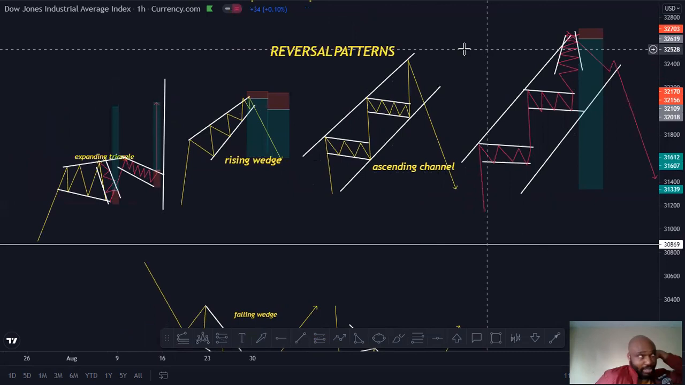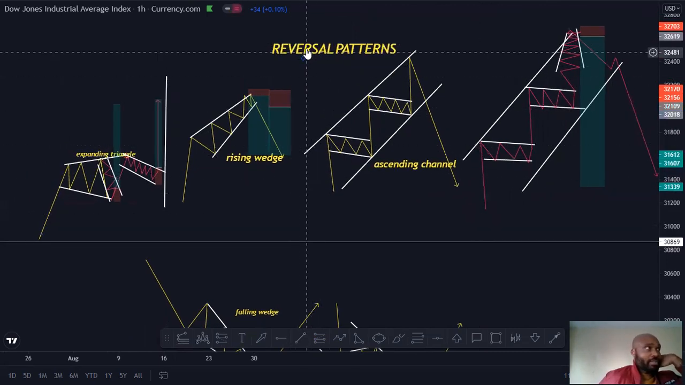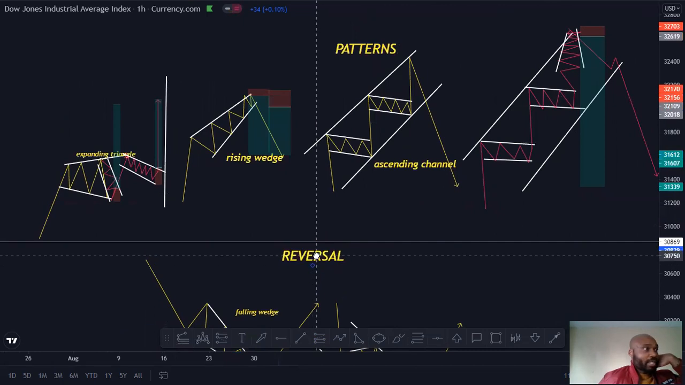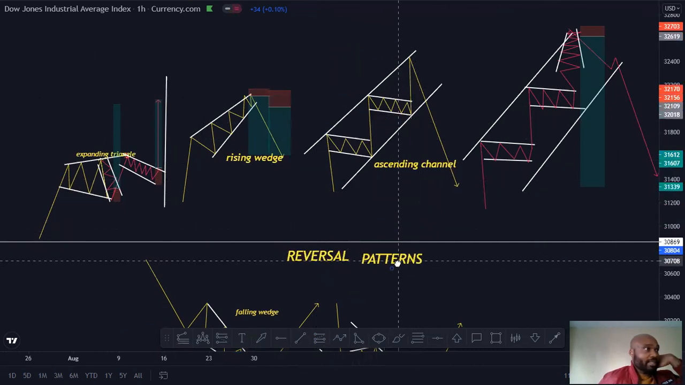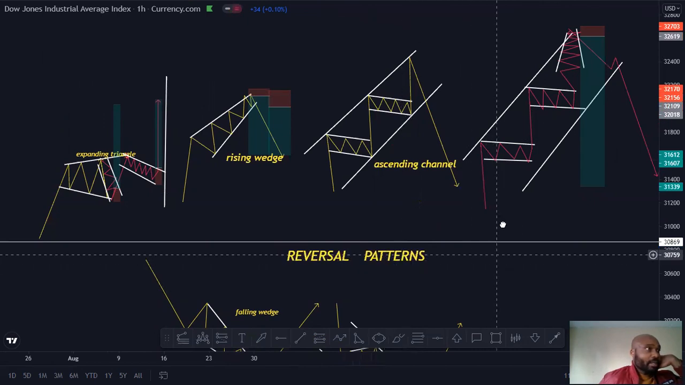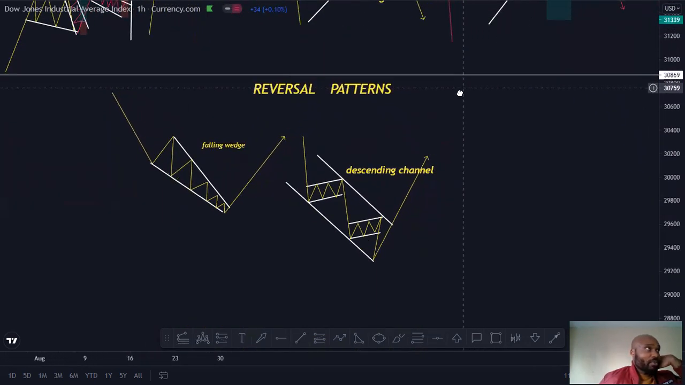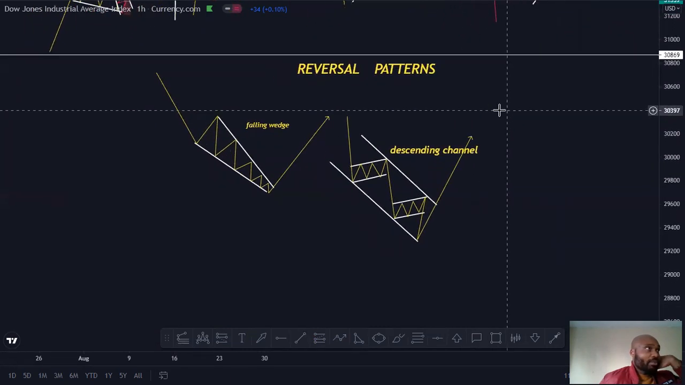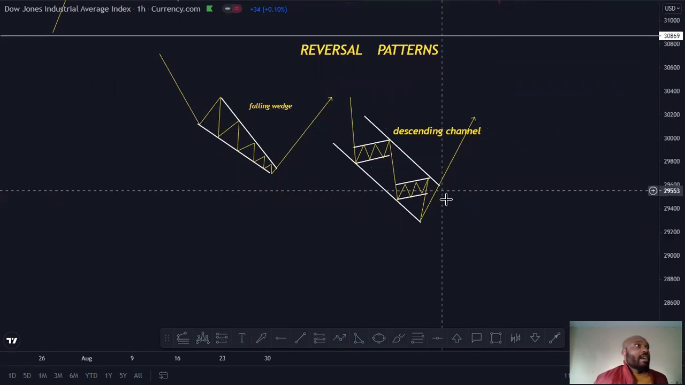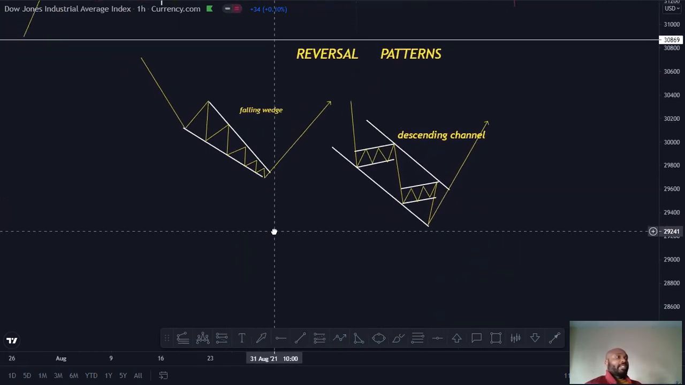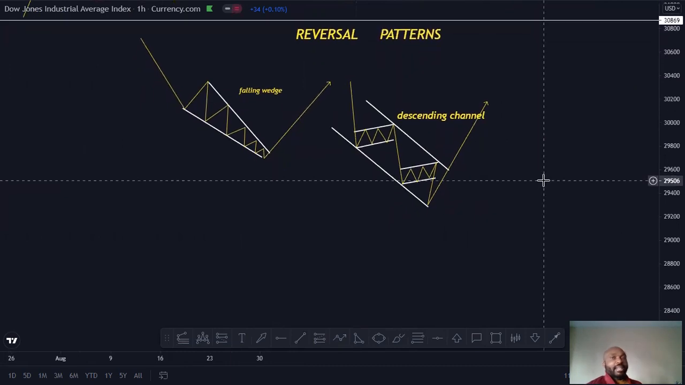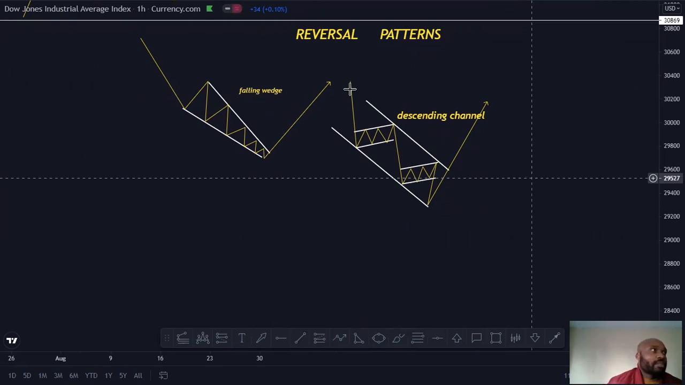Okay, so now we're going to jump into the bullish reversal chart patterns. So we just covered the rising wedge and the ascending channel. So now we are going to cover the falling wedge and the descending channel. So the same concepts, guys, the same concepts that we use on the rising wedge and the ascending channel, those are the same concepts we use on the vice versa of those patterns. Okay, the opposite of those patterns, I mean.